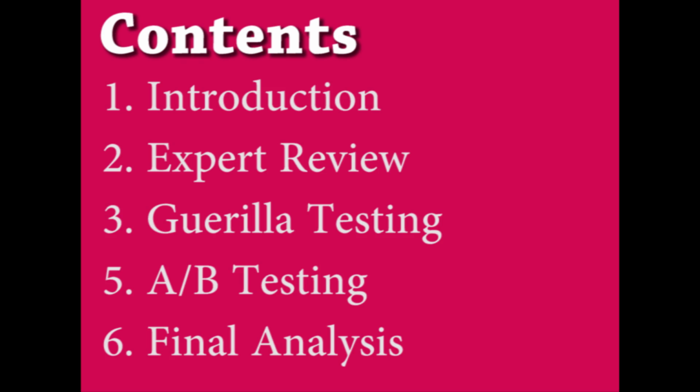The presentation is in 5 parts: an introduction to the Guardian website, an expert review which includes a heuristic evaluation to help identify usability problems in the user interface design, and also a cognitive walkthrough putting myself in place of the user and showing what tasks I am able to complete whilst using the site. This helped me to produce tasks for guerrilla testing to quickly validate how effective the design is on its intended audience. A/B testing was then performed on the problems that were encountered, with a final analysis and summary to finish.